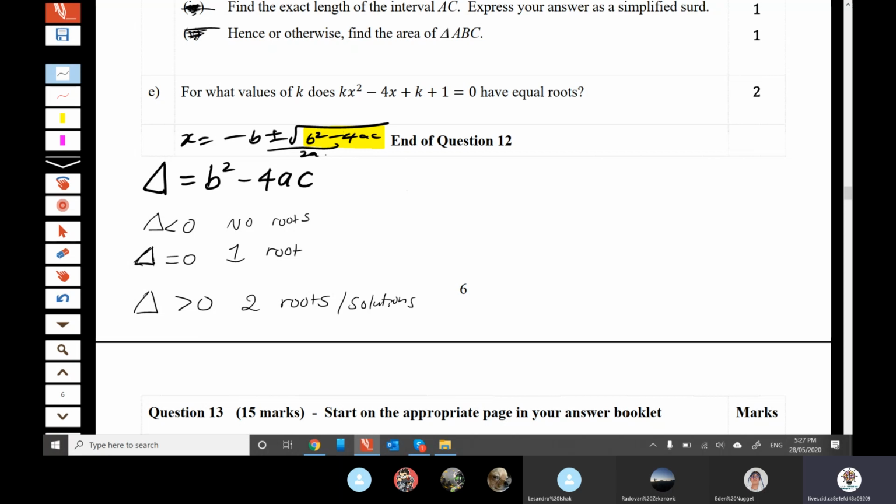It's important that you guys learn the words. The solutions, x-intercepts, answers, whatever. Okay.